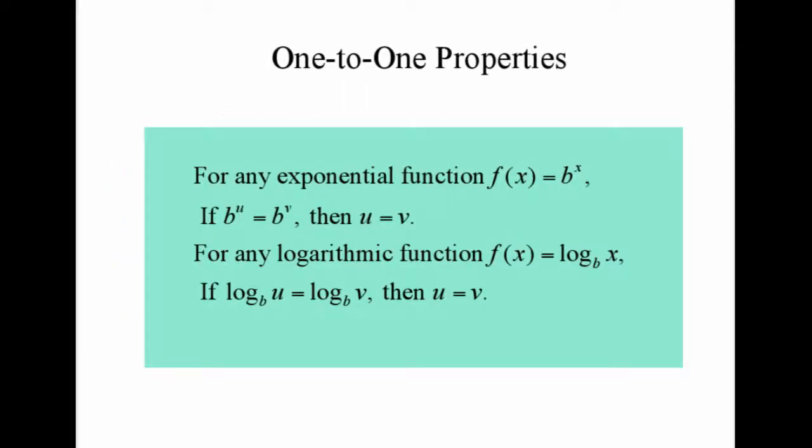These two functions have what we call one-to-one properties. What this means is, for any exponential function f of x equals b to the x, if b to the u equals b to the v, then u must equal v. And for any logarithmic function f of x equals log base b of x, if log base b of u equals log base b of v, then u must equal v.